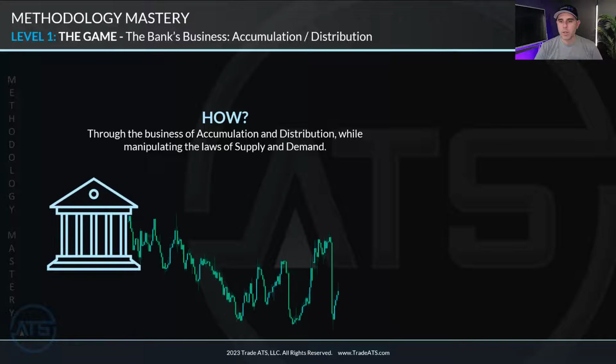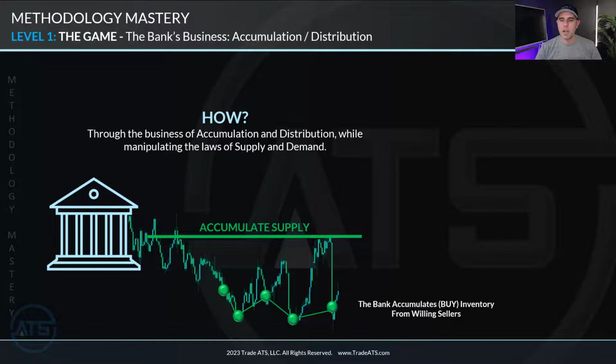Taking a look right here, you can see that we have a chart that's kind of trending down. And you see we have these green dots. Well, these green dots represent the accumulation of inventory. So we see that the bank accumulates buy inventory from willing sellers. That's a key point. Willing sellers are coming into the market that think the market's going down further, and the bank is accumulating the other side of that inventory, buying it for themselves.